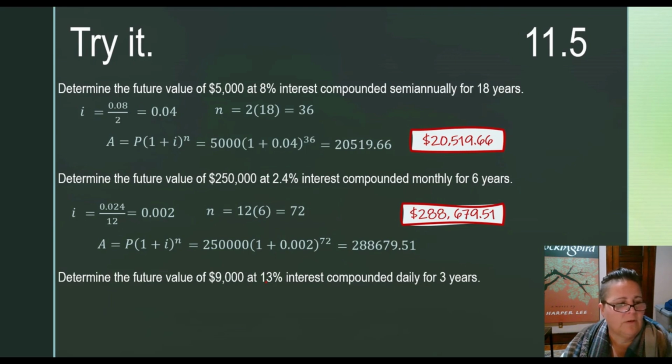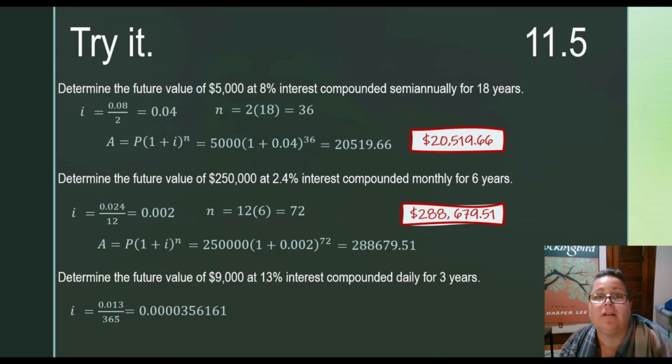Okay, so then if we fix that up, what we're going to have is 0.013, because it's 1.3%, divided by 365, because we're compounding daily. That means every day I earn a little interest and they dump it into my account so I can earn a little interest on that interest. Look at the number I get, 0.0000356161.